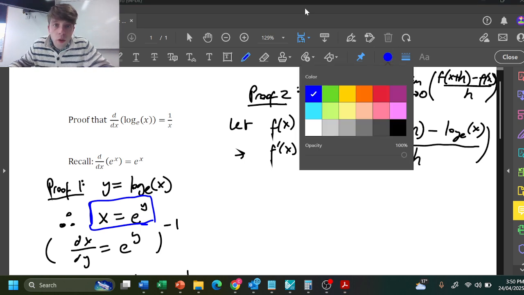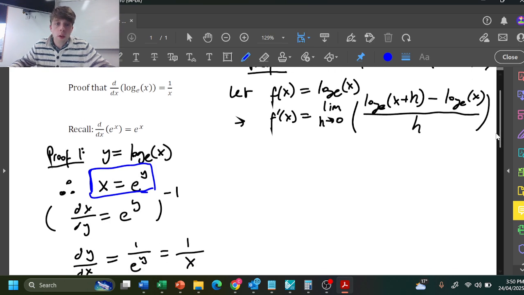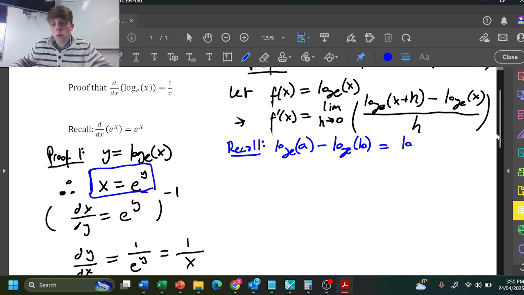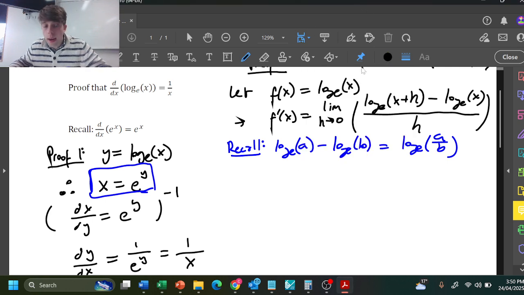Okay, now what can we do with this? The first thing we're going to do is see if we can simplify this a little bit using our logarithm laws. The first thing I want us to recall is one of our log laws. If we have a logarithm and we take away a logarithm and the two bases are the same, so log e a minus log e b, for example, that's equal to log e of a divided by b. So when there's subtraction involved, we can divide the two things inside the brackets.